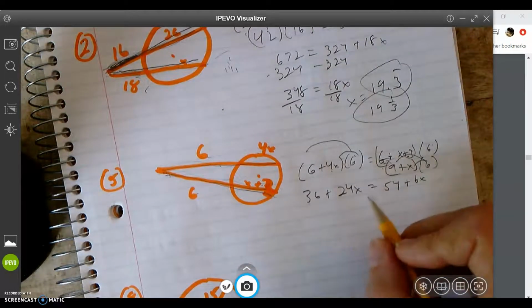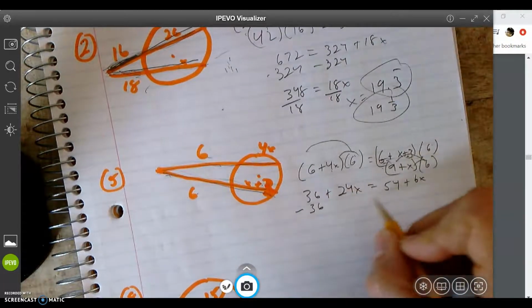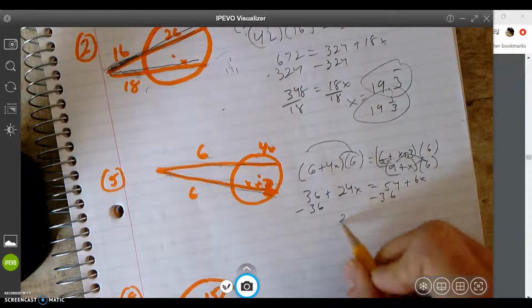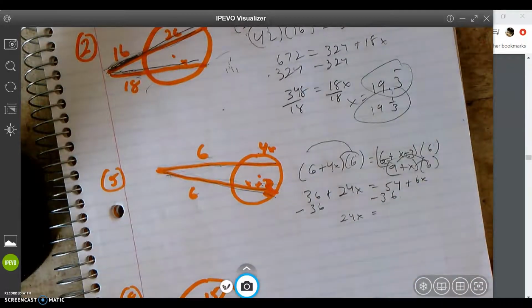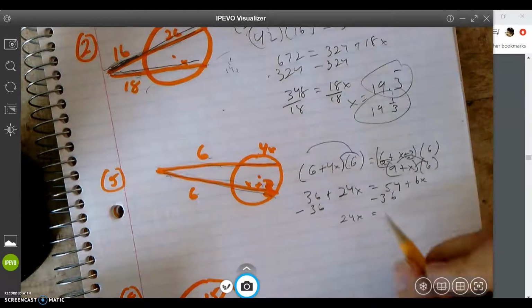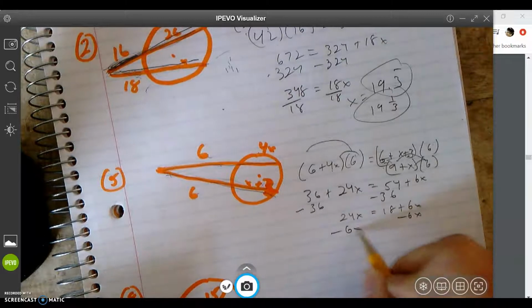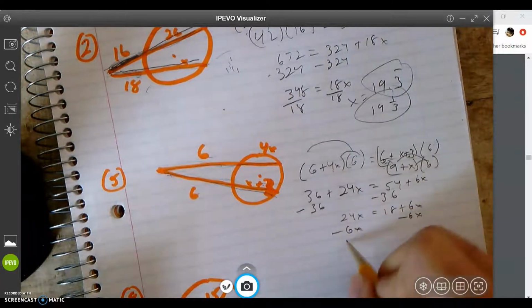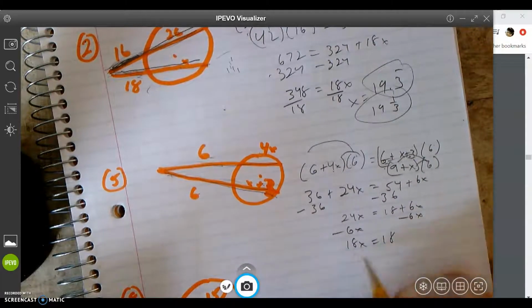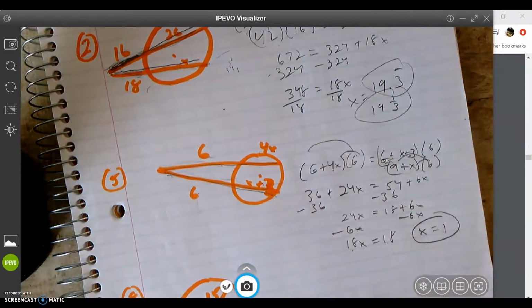Got it. So let's subtract 36 on both sides. So 24x equals 54 minus 36, which is 18, plus 6x. Subtract 6x on both sides. 24 minus 6 is 18x equals 18. Cool. 18 times what is 18? Yeah, 1. 18 times 1. So 1 is x for this one.